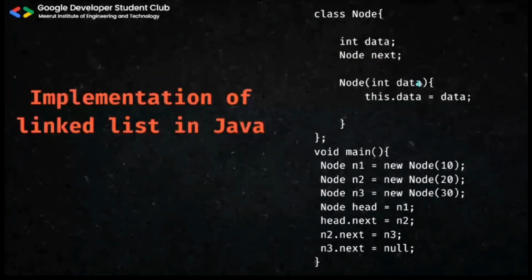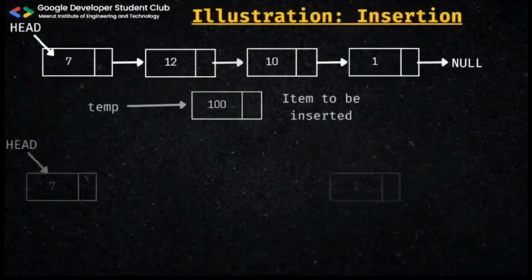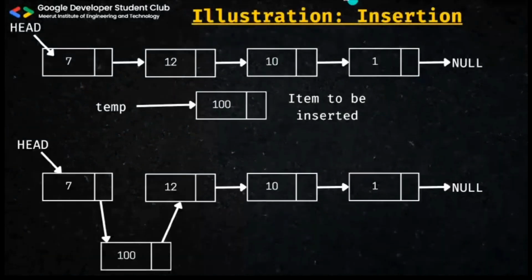Next we're going to talk about insertion and deletion inside a linked list. Now you will understand why we said that insertion and deletion are efficient inside a linked list. You can see this is the initial linked list that we are provided with: 7, 12, 10 and 11, and this is pointed to by the head pointer. We want to insert this temp node over here, after 7 and before 12. So what do we have to do?